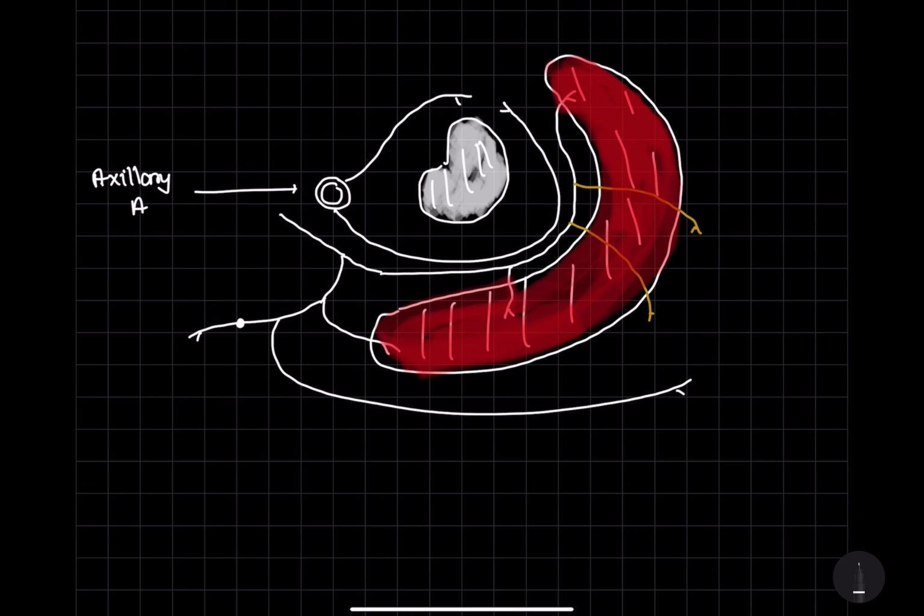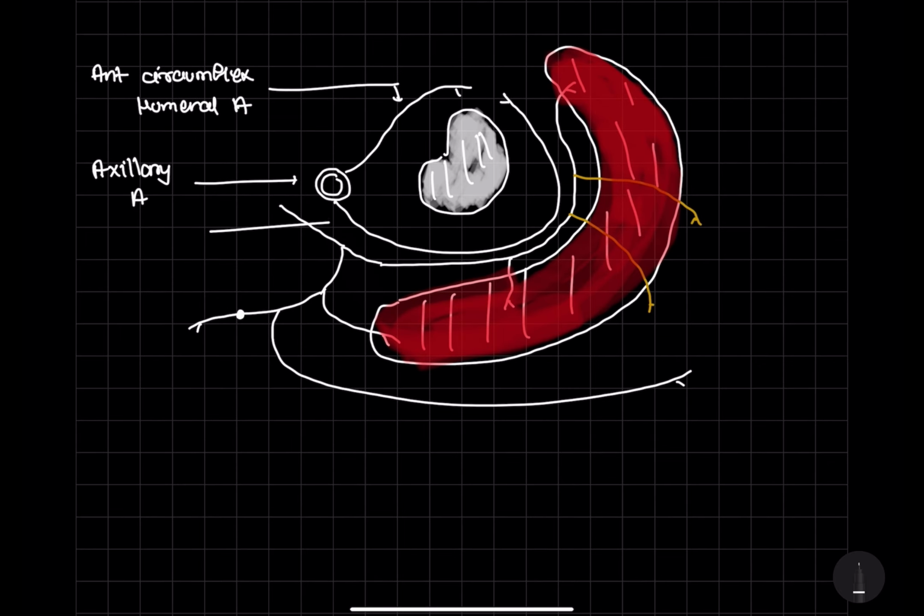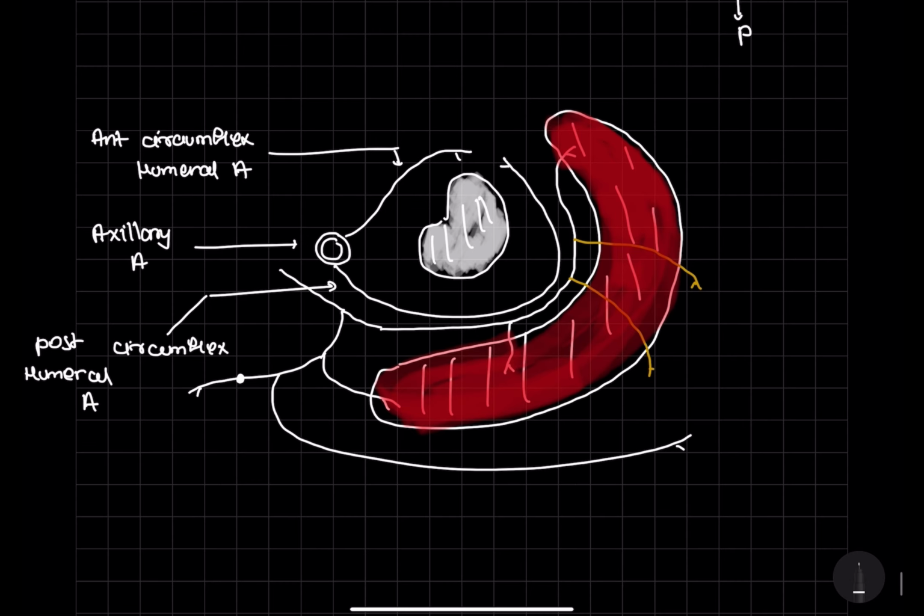Then we have two branches on the axillary artery, that is your anterior circumflex humeral artery, and we have your posterior circumflex humeral artery. This is your humerus. This is your deltoid muscle.